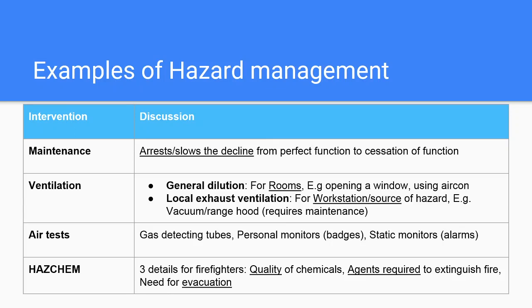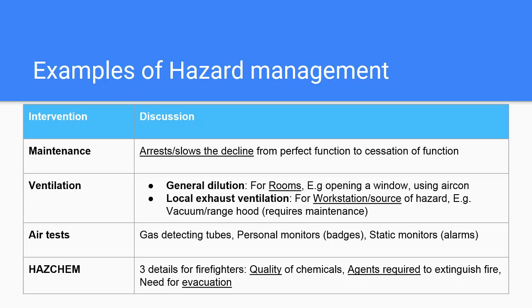And so that's what you do for places where you can't really do local exhaust ventilation, which is where you sort of vacuum the source or put something over the source to prevent yourself from being exposed. So if everyone here would have done chem, the vacuum hoods where you do some of the experiments with the more volatile substances would be an example of local exhaust ventilation. If you're in a really hot room, then general dilution would be opening a window or using aircon.